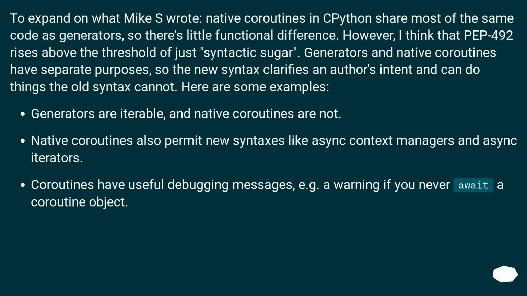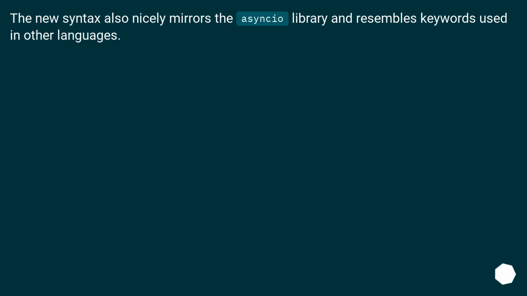Generators are iterable, and native coroutines are not. Native coroutines also permit new syntaxes like async context managers and async iterators. Coroutines have useful debugging messages, for example a warning if you never await a coroutine object. The new syntax also nicely mirrors the async/await library and resembles keywords used in other languages.